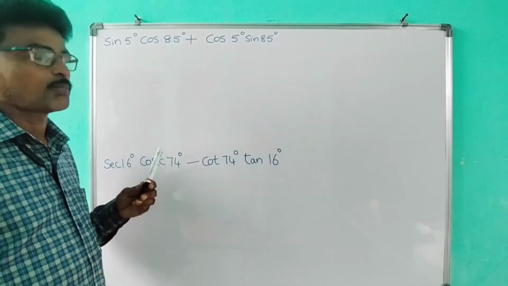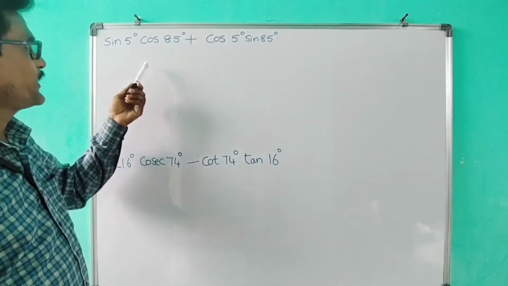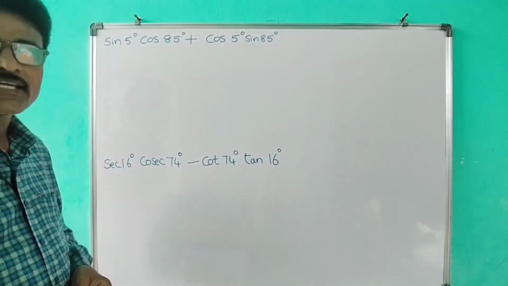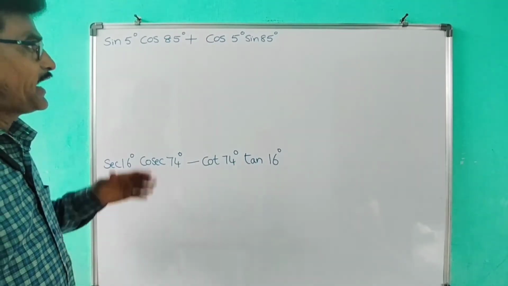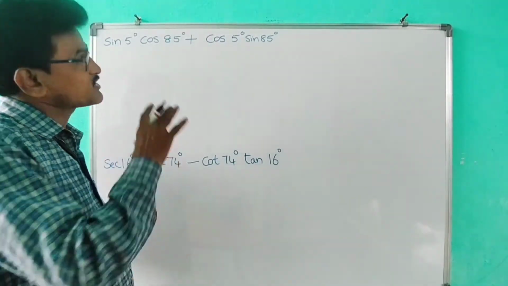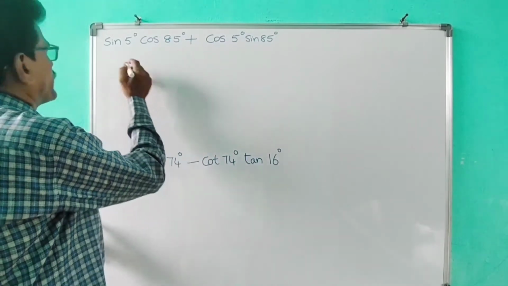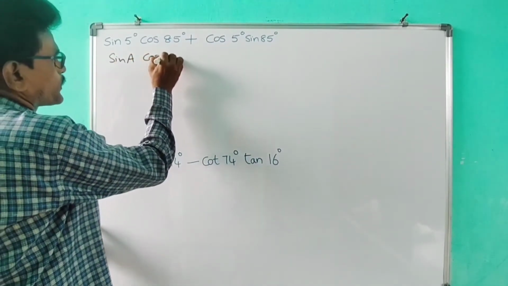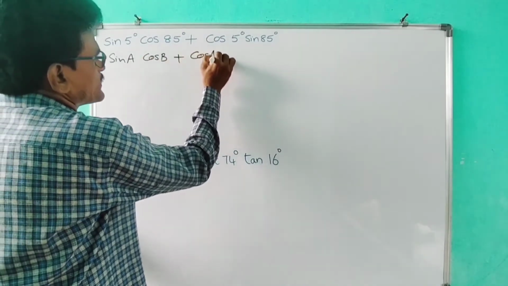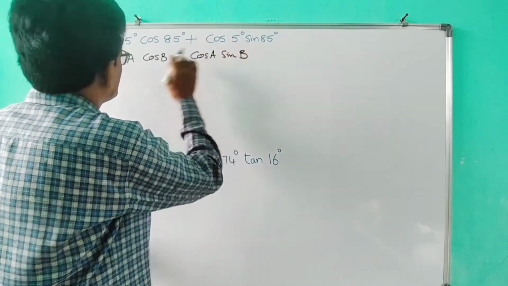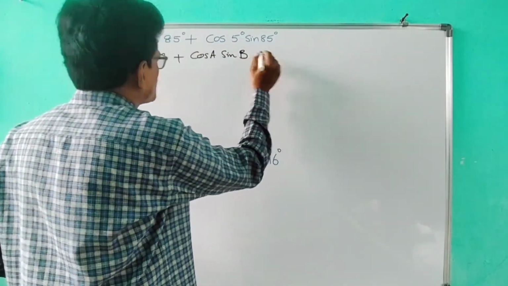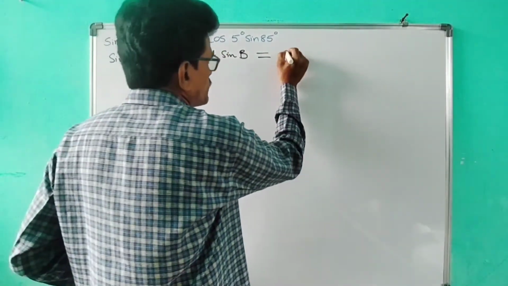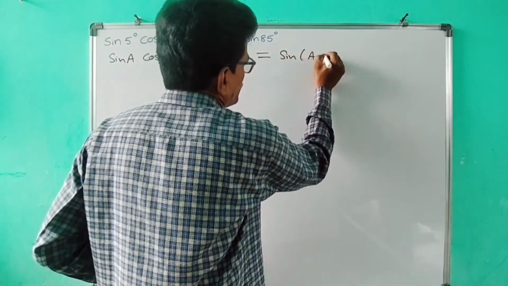Evaluate the following problems. See, first one: sin 5 degrees cos 85 plus cos 5 degrees sin 85. Actually, in the fourth video, I explained a similar problem in this way. This is sin A cos B plus cos A sin B. What is this formula? Sin A cos B plus cos A sin B is nothing but sin of A plus B.